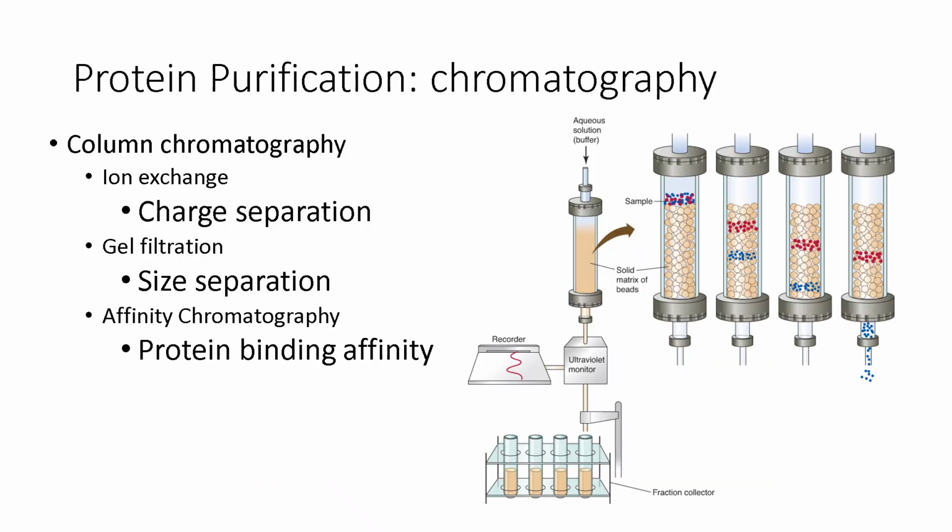To study proteins, we first need to purify them. Chromatography is a key method for separating proteins based on different physical properties. Ion exchange chromatography separates by charge. Gel filtration chromatography separates by size. Affinity chromatography uses specific ligand-protein interactions. Each technique enables researchers to isolate specific proteins for study and experimentation.